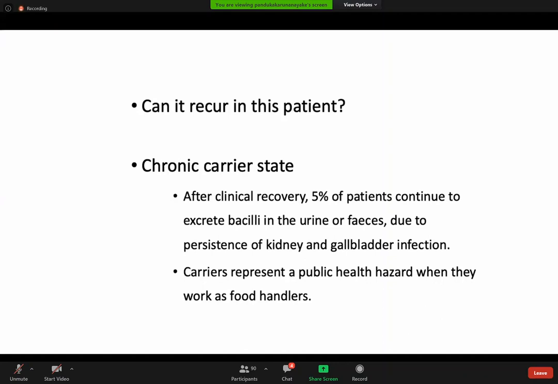Okay, and then also there is what's known as the chronic carrier stage. This is where patients are chronically shedding the bacteria in their stool. We know in history there have been several cases of this, and it's particularly an issue if these people are in occupations where they're dealing with food. They may not know that they're ill. They are asymptomatic, but they're chronically shedding it.